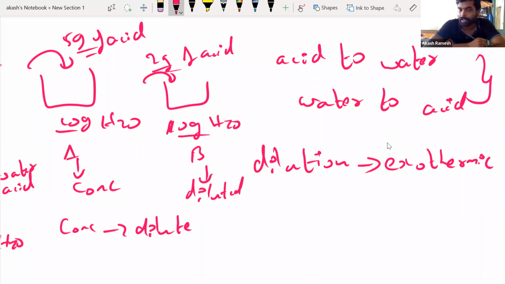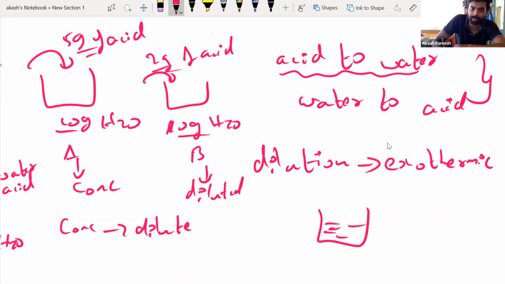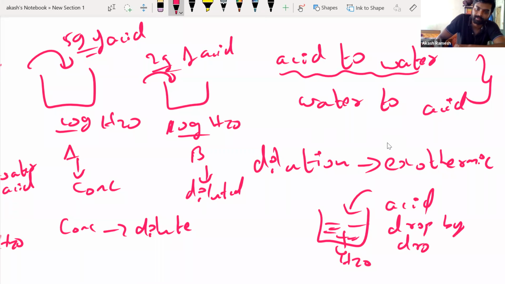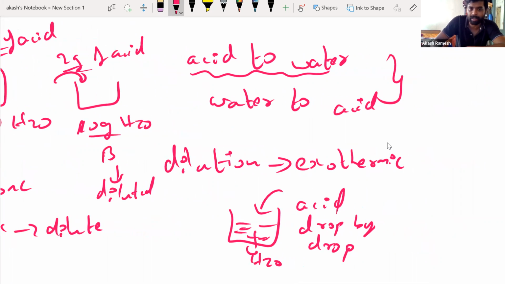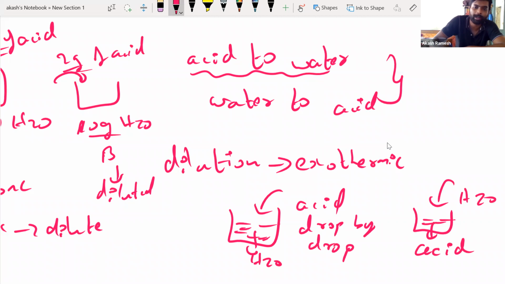So because of that particular reason, it is always good to add acid to water. In the sense, what I'm telling is, you have a beaker full of water, H2O. To this you add acid drop by drop. Now you can ask me, sir, the same thing can be done the other way also. I have a beaker full of acid and I can add water drop by drop.